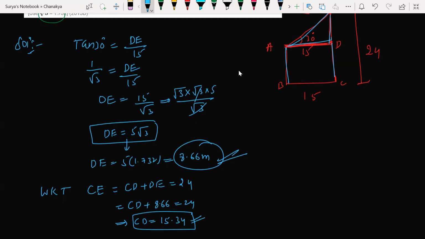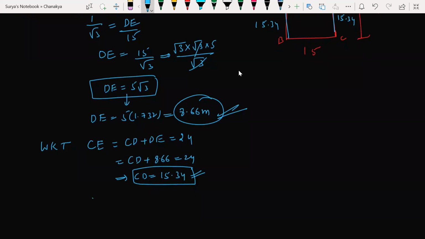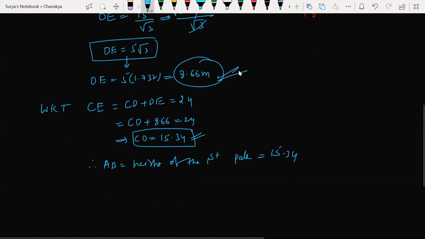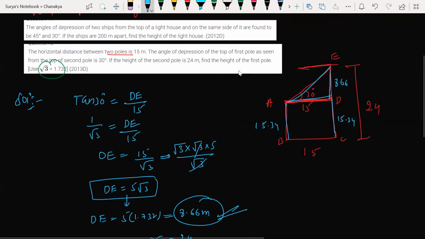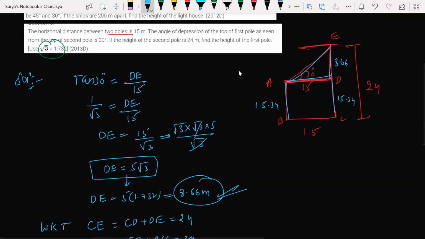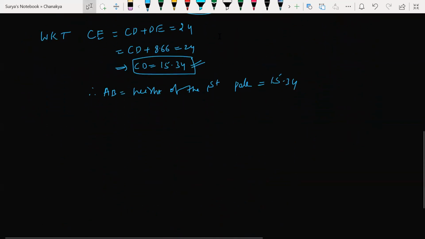So CD 15.34 होगा तो ये 8.66 होगा तो ये भी बराबर होगा ना, 15.34 ही होगा. Am I correct? Yes. The height of the first pole is what? So therefore AB, which is height of the first pole, is equal to 15.34. ठीक है? This is what the question is all about. Any doubts? No doubt, sir. Very simple. Next question. I'll give the next question.